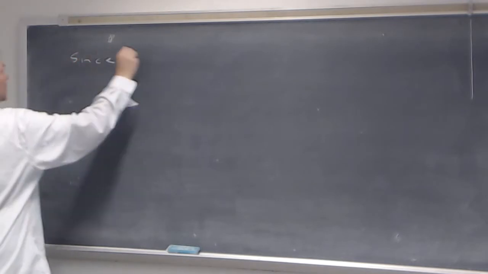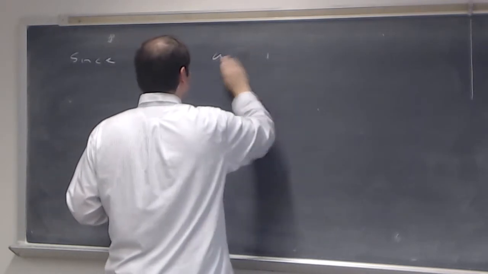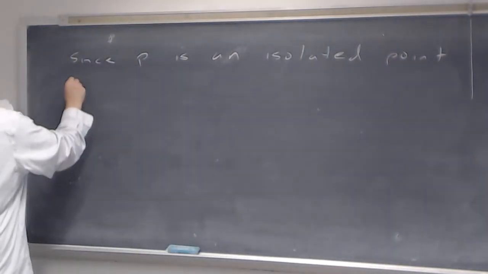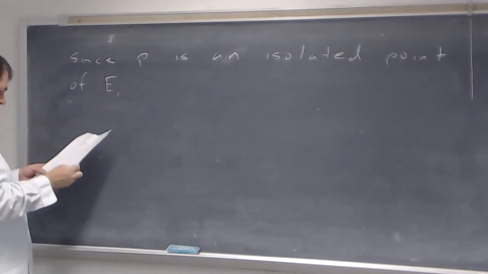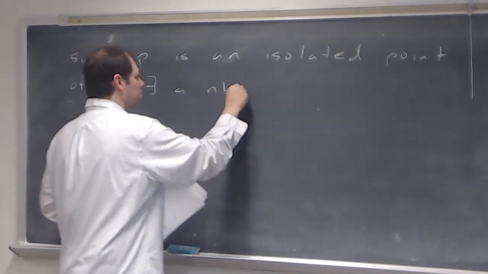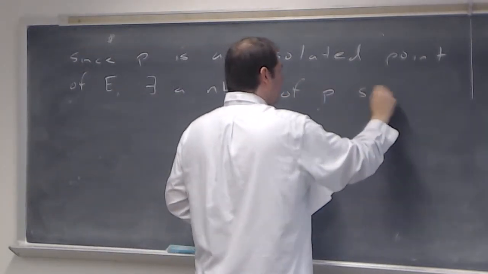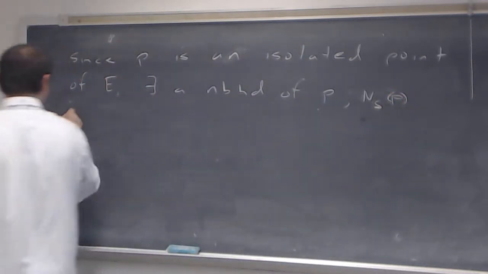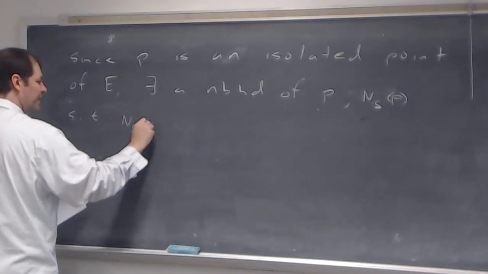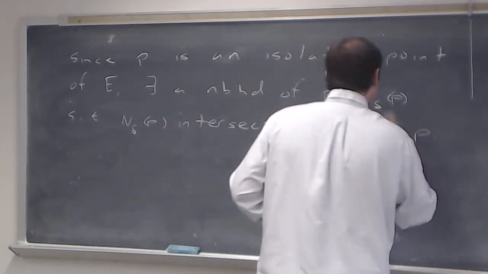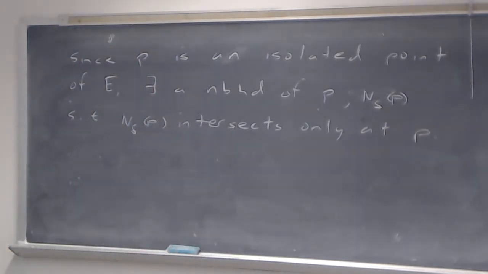So since P is an isolated point of E, what that means is there exists a neighborhood of P, let's call it N sub delta of P, such that N sub delta of P intersects E only at P. So the only thing in N sub delta of P that's also in E is P. Okay, so I'll say that again.